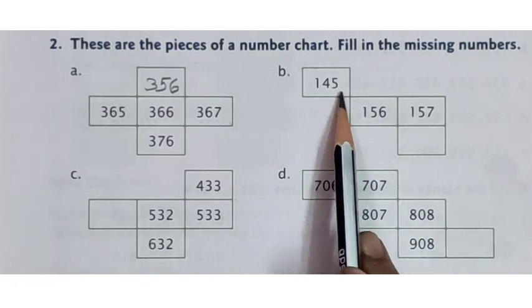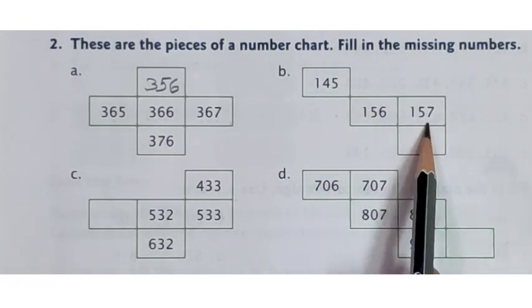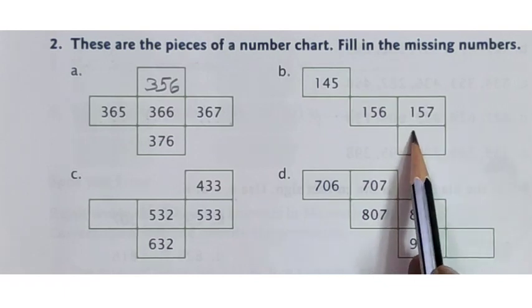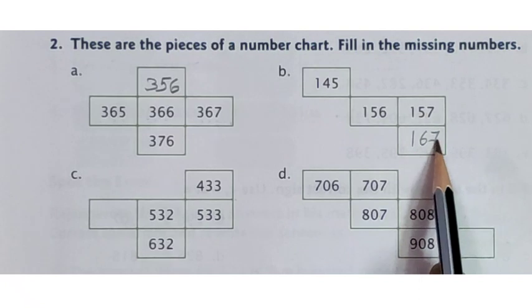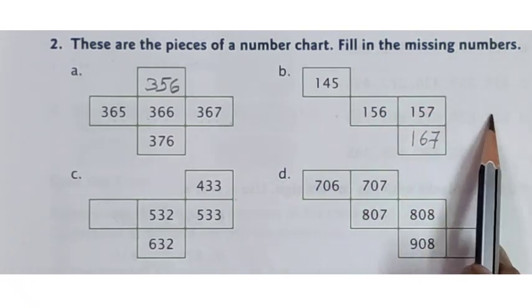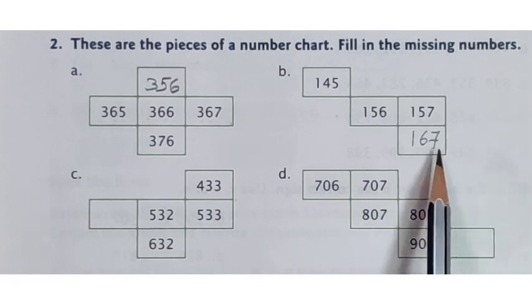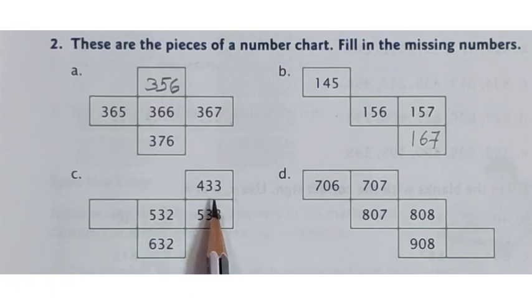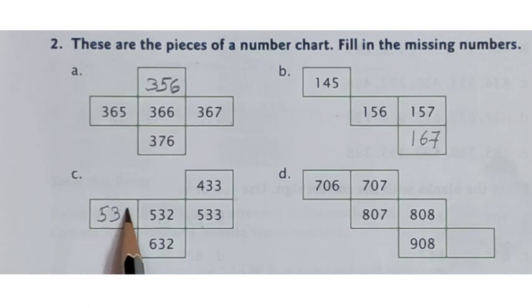Now let's move to the next one. Here 145, 156, 157. Next, 167. So this line is of 40s, this line is of 50s and this line is of 60s. So it is 167. Now next one, 433. So next here 532, 533. So what is the before number of 532? It is 531. Now here see this 908. Next comes 909.